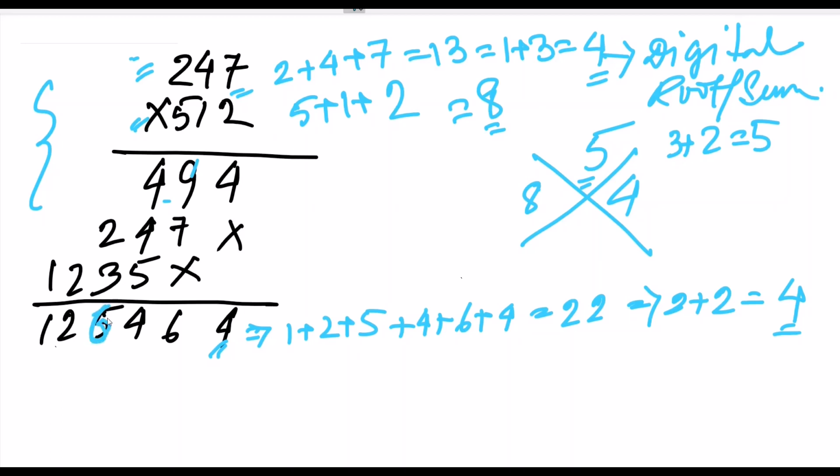You can pause and check it. In that case, what would be the digital root? So instead of 5, this would become 6 here, right? This would become 23, this would become 5. So once we have the correct product, the digital root or the digital sum of the product will match the number at the top. So now our multiplication is correct.